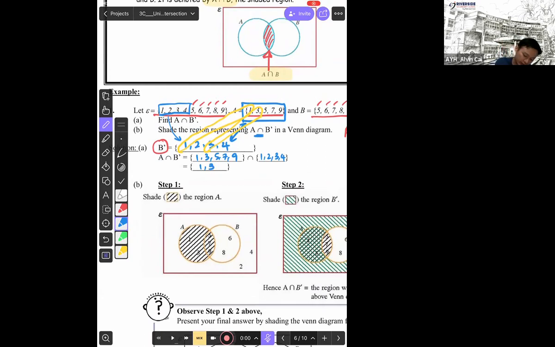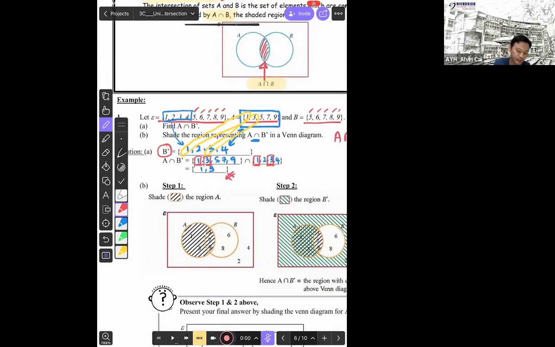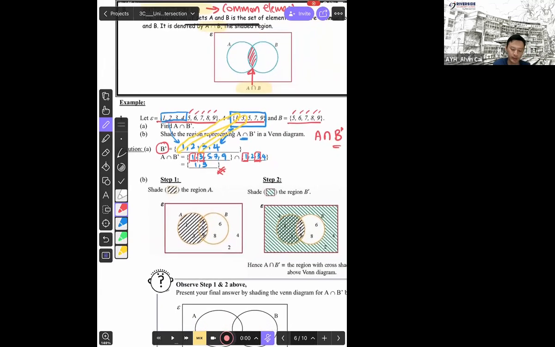Okay, so highlight the common ones: 1 and 3, 1 and 3 over here. So these are the two numbers that are common. Remember, intersect is finding the common elements between the two sets. So that will be the answer: 1, 3. All right.